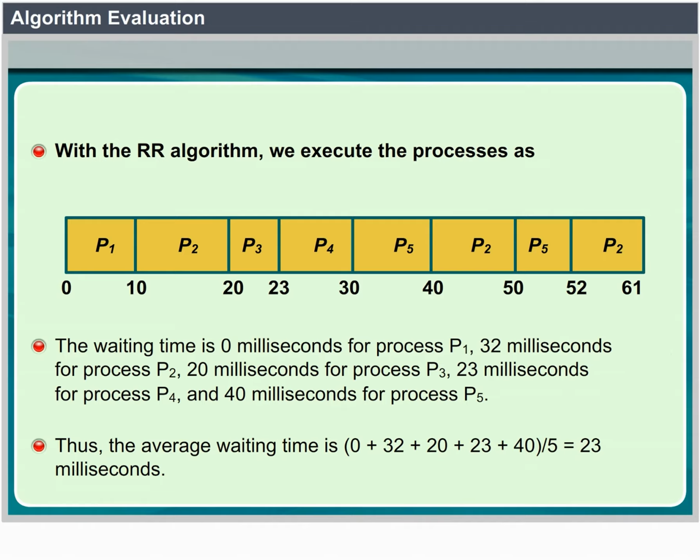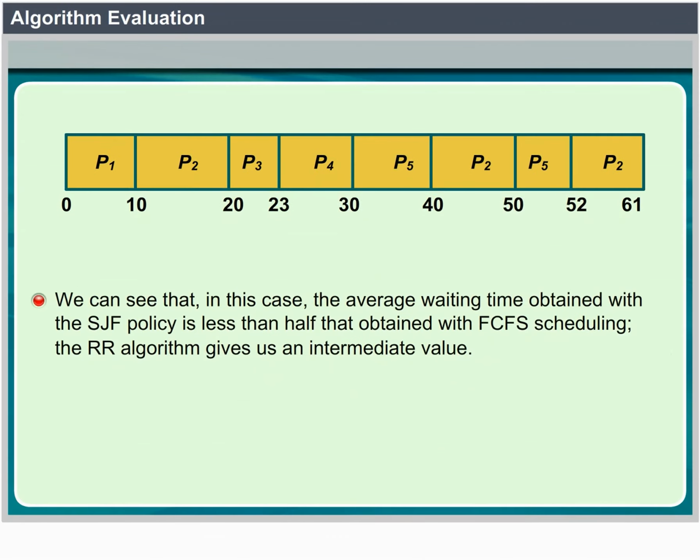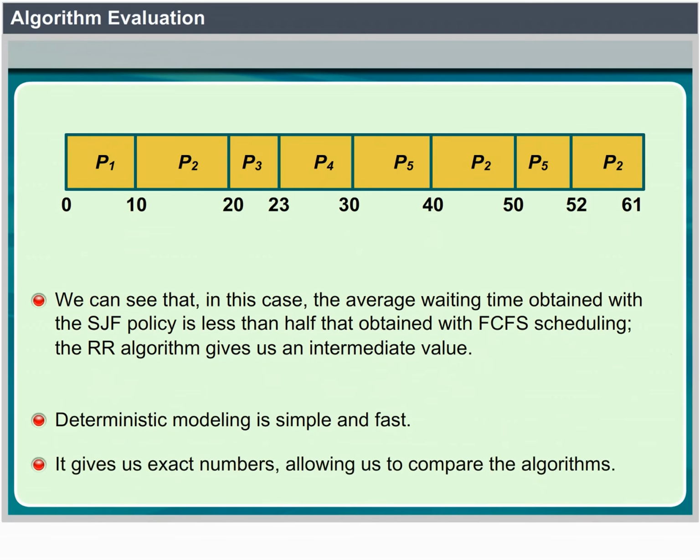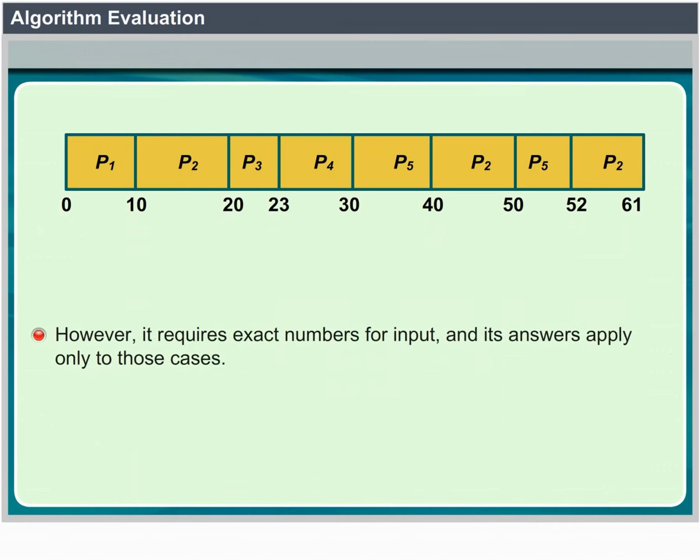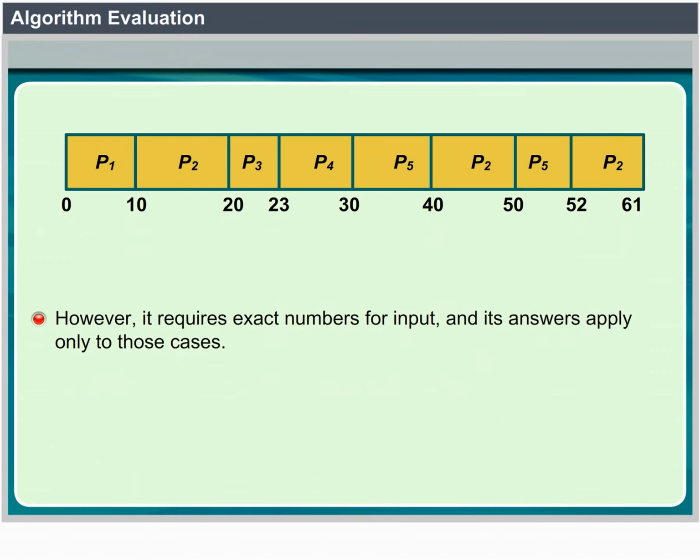We can see that in this case the average waiting time obtained with the SJF policy is less than half that obtained with FCFS scheduling. The RR algorithm gives us an intermediate value. Deterministic modeling is simple and fast. It gives us exact numbers, allowing us to compare the algorithms. However, it requires exact numbers for input and its answers apply only to those cases.